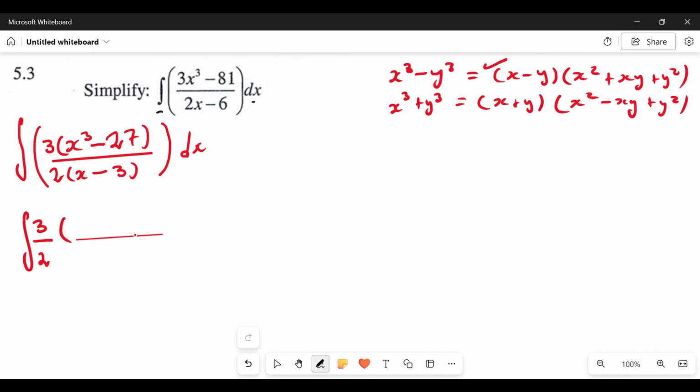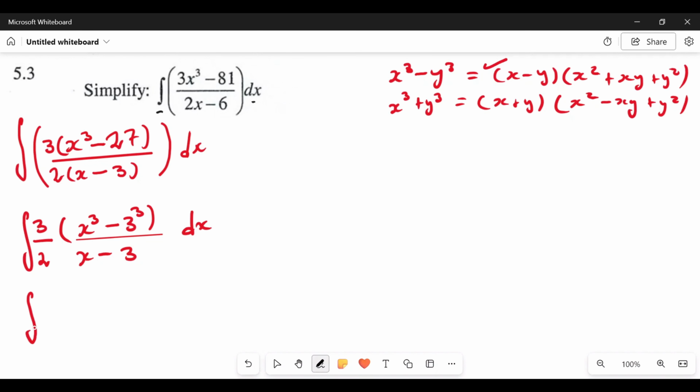There we go. Now, look, we can see x to the power of 3 minus 3 to the power of 3. If you say 3 to the power of 3, you're going to get 27. This is going to help you to expand it further. Now, divide by x minus 3. There we go. Let's not forget dx. Remember, we haven't yet integrated.